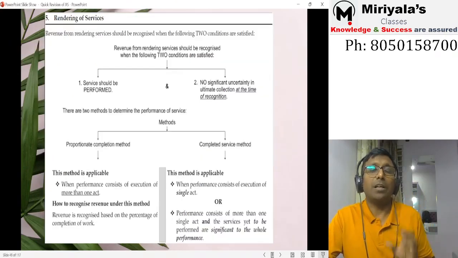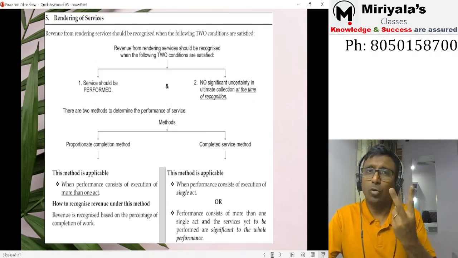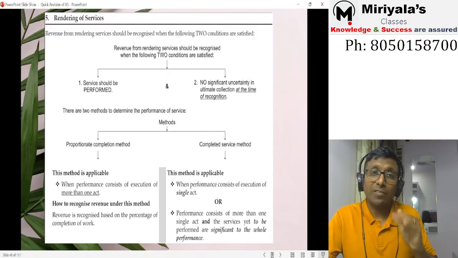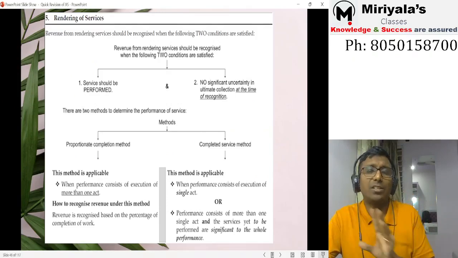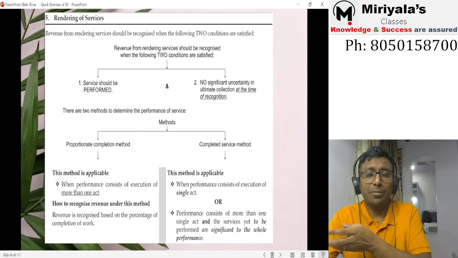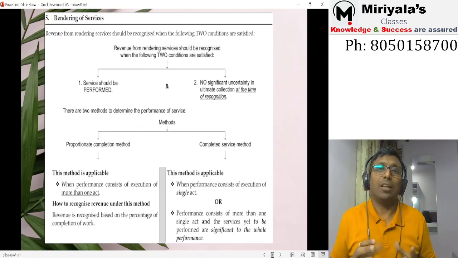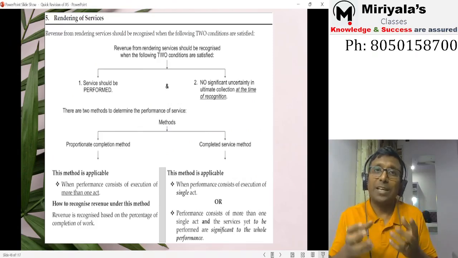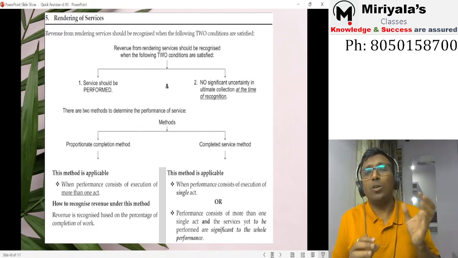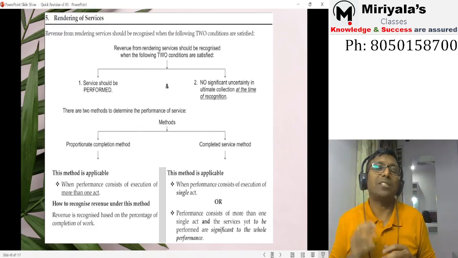Okay, right. Then the second topic is rendering of services. Again, I told you there are two conditions. One is when the service is actually performed, and the second condition is no significant uncertainty with respect to ultimate collection at the point of sale. When service is performed, recognition can happen in two methods: one is proportionate completion method, one is completed service method.